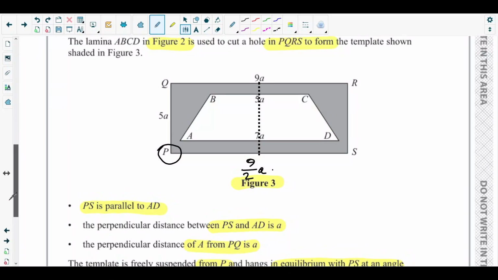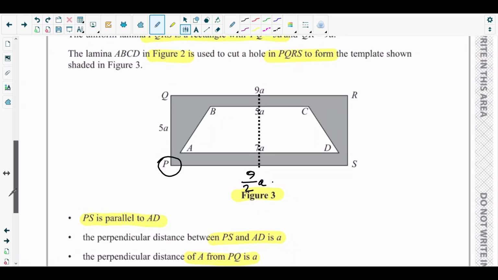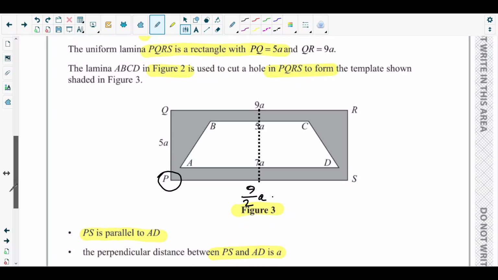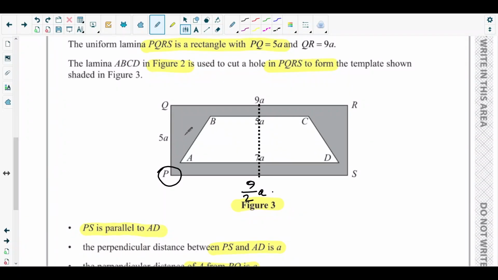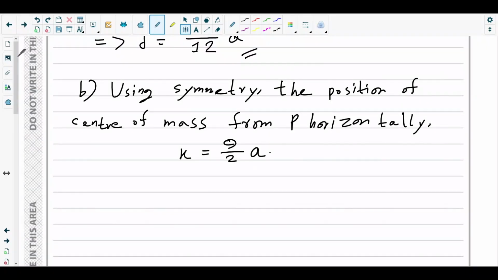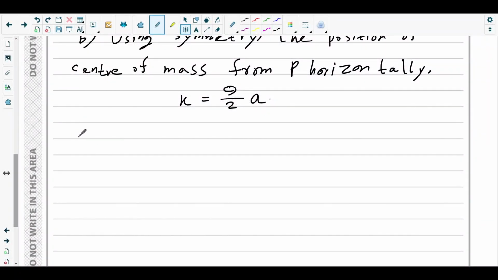Okay, so now we have to find out the position vertically. For considering the position of the center of mass vertically, we have to consider the resultant moment, right? Because we don't know exactly where the position of the center of mass vertically would be. So let's consider moments about P vertically.